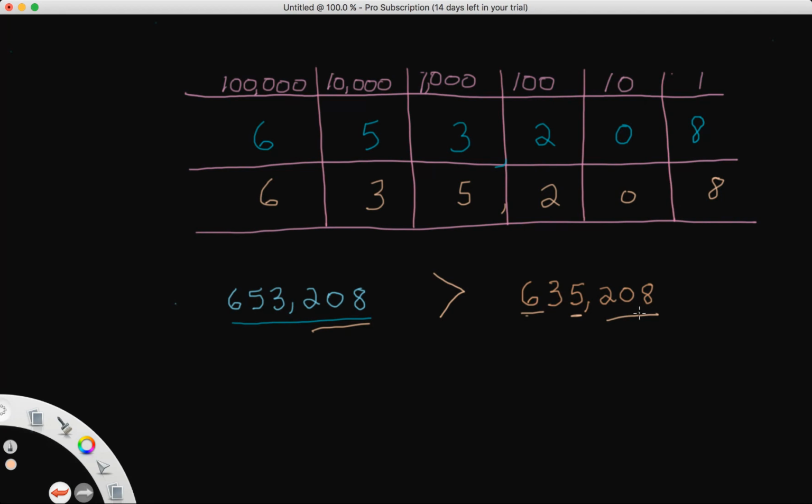635,208. So as you're comparing big numbers, I recommend that you always use a place value chart. Get it out, create one if you don't have one, and fill in the digits and systematically, place by place, do an analysis of each number and the value of each digit.